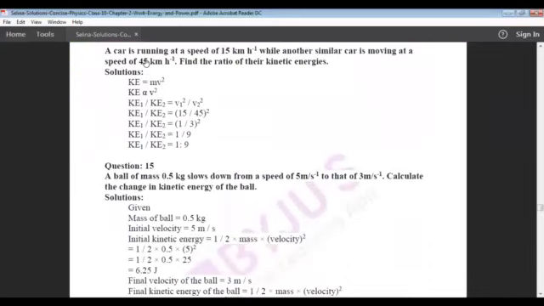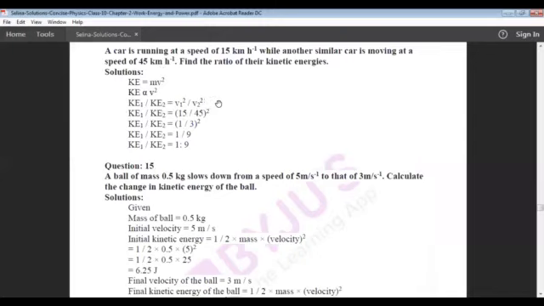Next one, the 14th one. A car is running at a speed of 15 km per hour, while another similar car is moving at a speed of 45 km per hour. Find the ratio of their kinetic energies. Here also we know that the kinetic energy is directly proportional to the square of the velocities. So K1 divided by K2 is equal to v1 square divided by v2 square.